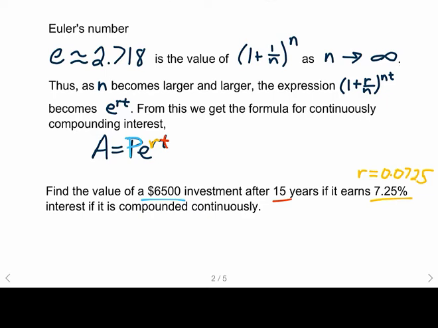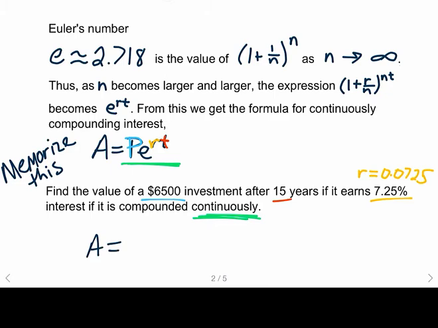But now, because it's being compounded continuously, we are going to be using Pert, A = Pe^(rt). This formula you need to memorize. The other one, I just want you to know how to use. This one, I need you to memorize. It's going to be used in several different contexts. Well, let's see how it gets used. A equals, in this case, 6,500 times e. Now that's a button in your calculator. And then r is 0.0725 and t is 15.